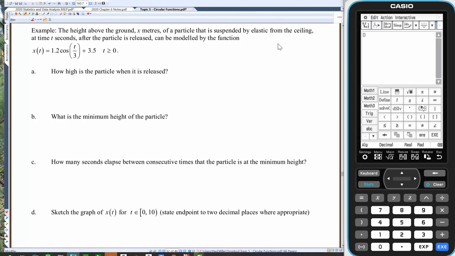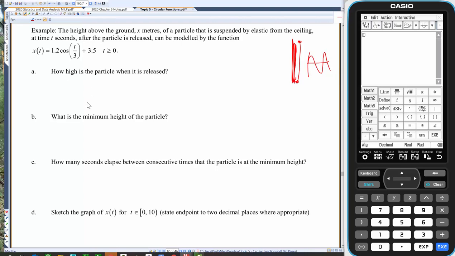Okay, so height above the ground. So what I think happens is a particle that is suspended by elastic from the ceiling. So like this thing is at the ceiling and it might be sort of dropped and then comes back and then comes down, whatever it is. Okay, so it's going to come back down and again produce this sort of circular function type scenario.